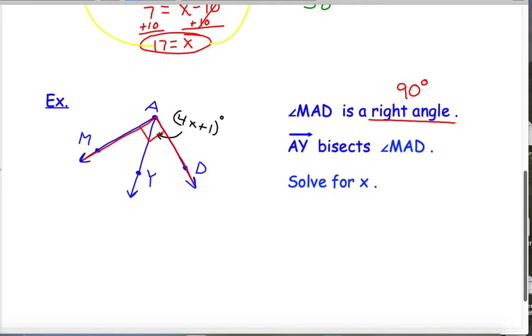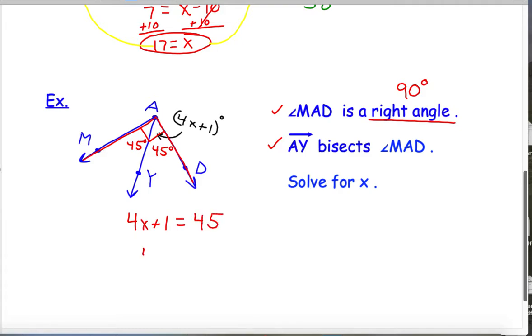So that's 90 degrees. The next thing they're telling us is that ray AY, that one in the middle, bisects angle MAD. That means it cuts it in half. So if the whole thing is 90, what's 90 divided by 2? 45 and 45. That adds up to 90. All right, now I have an expression, 4x plus 1. I need to write an equation. What does 4x plus 1 equal? Well, we just figured it out. It equals 45.